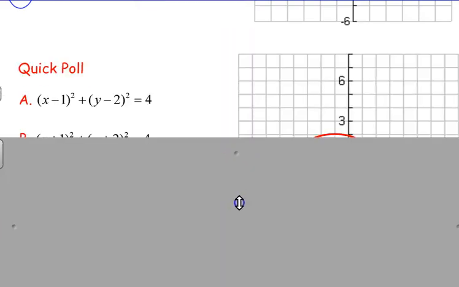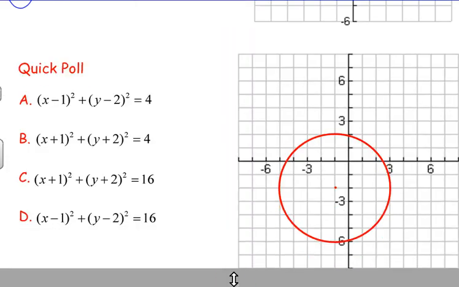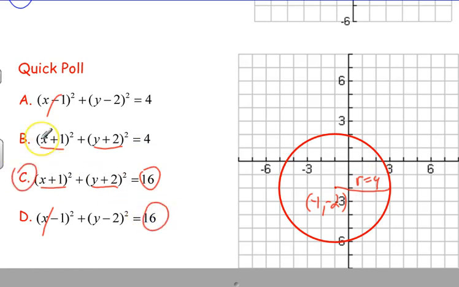Just one last practice problem. It's a really quick lesson. So let's hit pause and try this one on your own. If you did this one, it'd be negative 1, comma negative 2. So x minus negative 1, so it's not one of those. Y minus negative 2 would be y plus 2, it's one of those. And then the radius looks like it's 1, 2, 3, 4, so r equals 4. So r squared would equal 16, it's one of those, so it's got to be C.